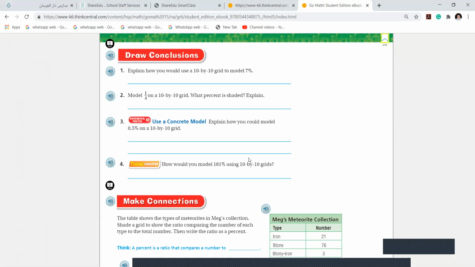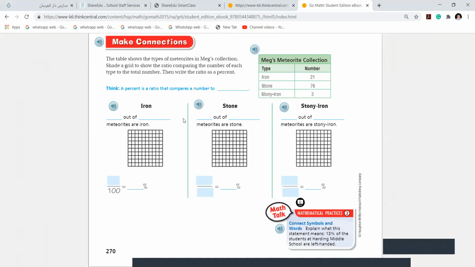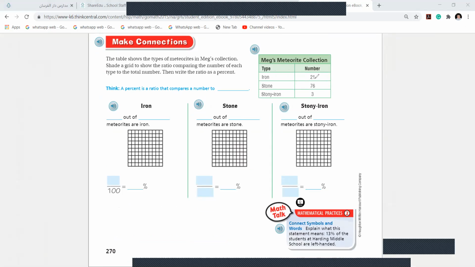In the explanation part, let us directly come to make connections. Simple. They've given the type and the number. It's 21. The table shows the meteorites in the collection. Shade a grid to show the comparing numbers of it. A percent is a ratio. What do we compare to, girls? Always we compare to 100.